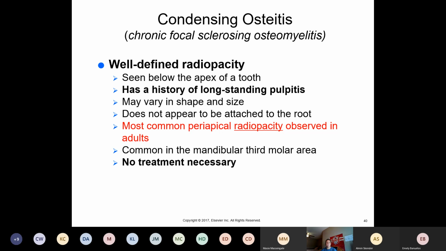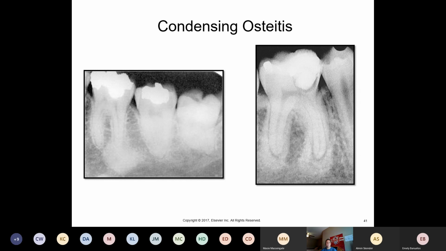These can vary in shape and size. It does not appear to be attached to the root, but over time, the bone around it kind of almost heals itself and becomes really condensed. This is the most common periapical radiopacity observed in adults, and it is common in the mandibular third molar area, and no treatment is necessary. It's kind of filled itself in. If you look at these molars, you can see the radiopacity around the root of the tooth, and you can almost envision what that looked like when it was pulpitis or when we did have infection or irritation in that area. All of that area kind of filled in with bone.